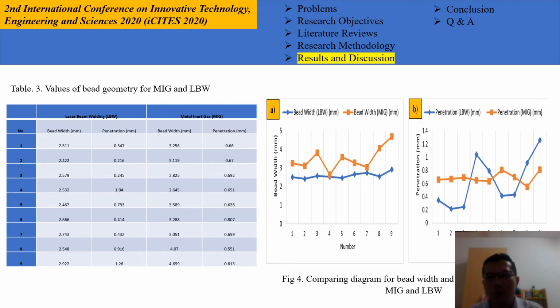Figure 4 indicated the comparing diagram for bandwidth and penetration during MIG and LBW. The bandwidth produced is highest in MIG compared to LBW, but the penetration is deeper in the LBW process.